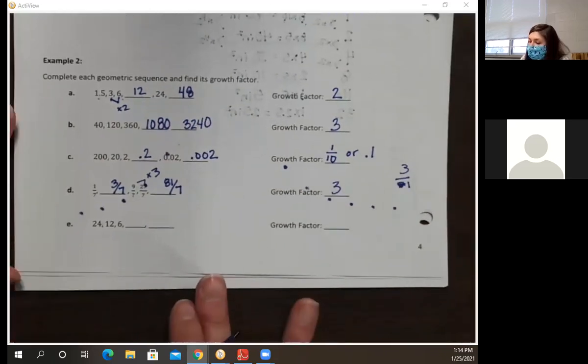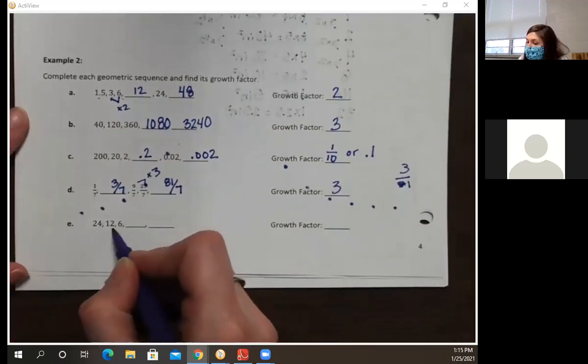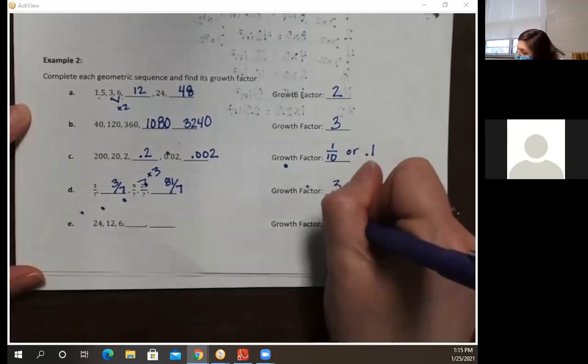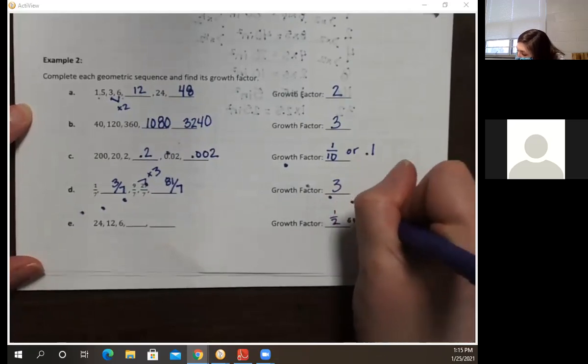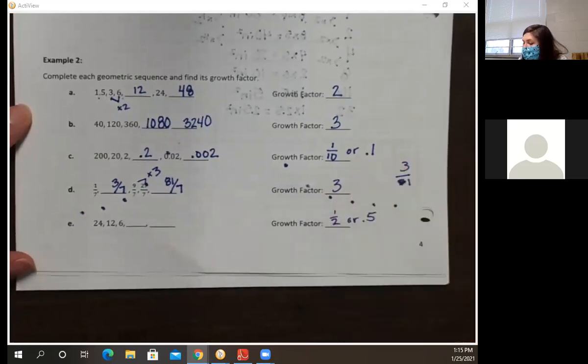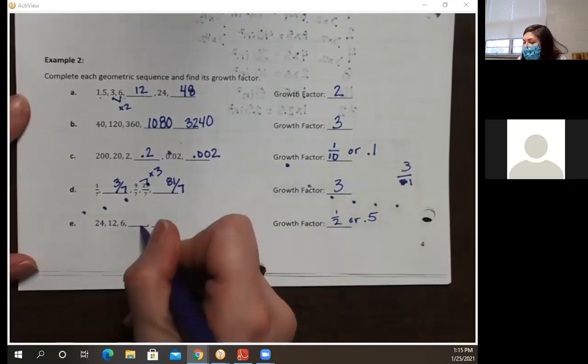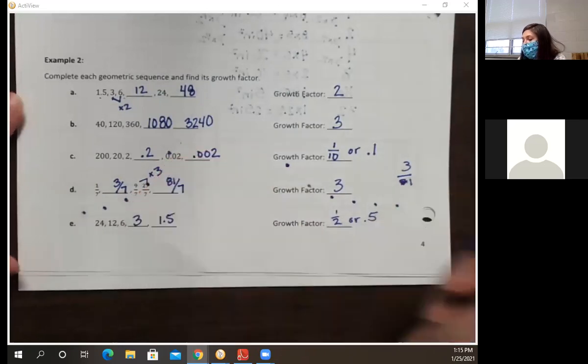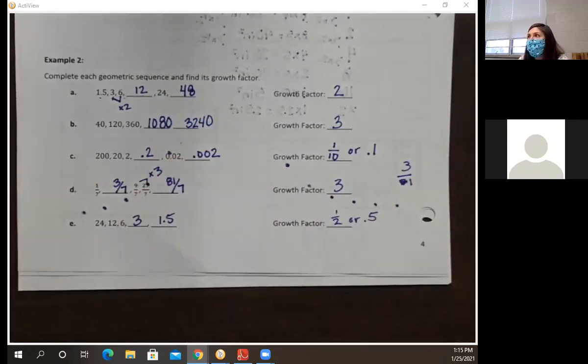And our last one for example 2, 24, 12, 6. What am I multiplying by? Multiplying by a half. Yep, 0.5, if you like the decimal better. So what comes after 6? 3. And what comes after 3? 1.5. Good. Questions for me? Not too bad?